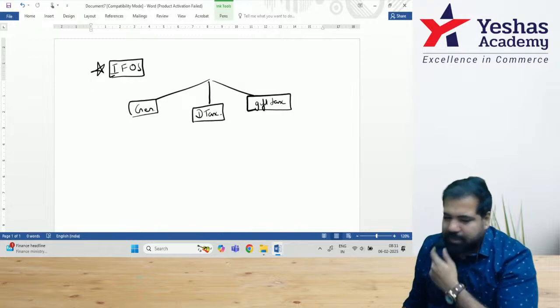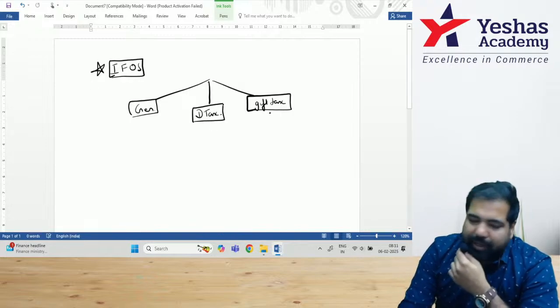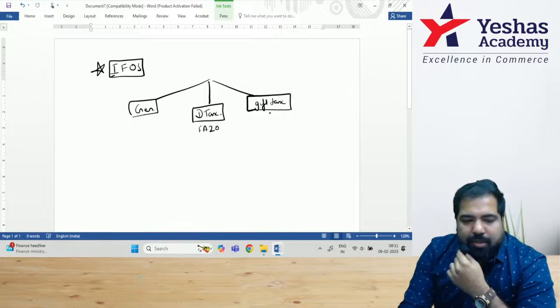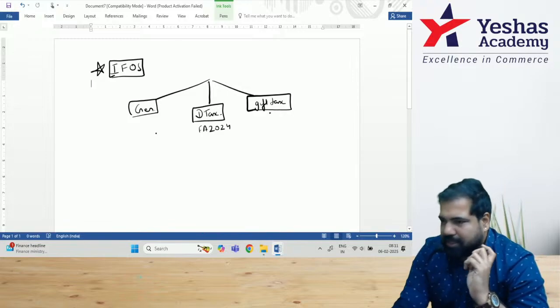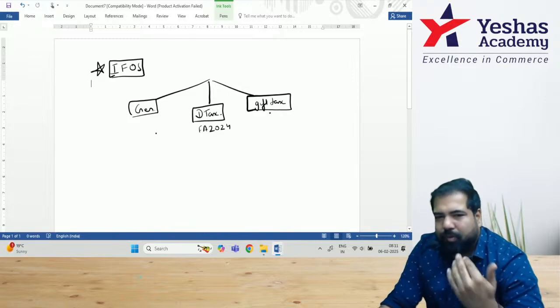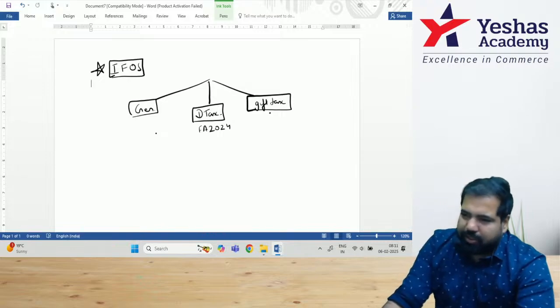We'll build on that. So we'll tackle gift tax first and then dividend tax. Finance Act 2024 did something very major on dividend tax. We'll talk about that as well. And then we'll go to the general part. Once we understand, we'll take notes. Once we take notes, guys, it's easy to revise later on.